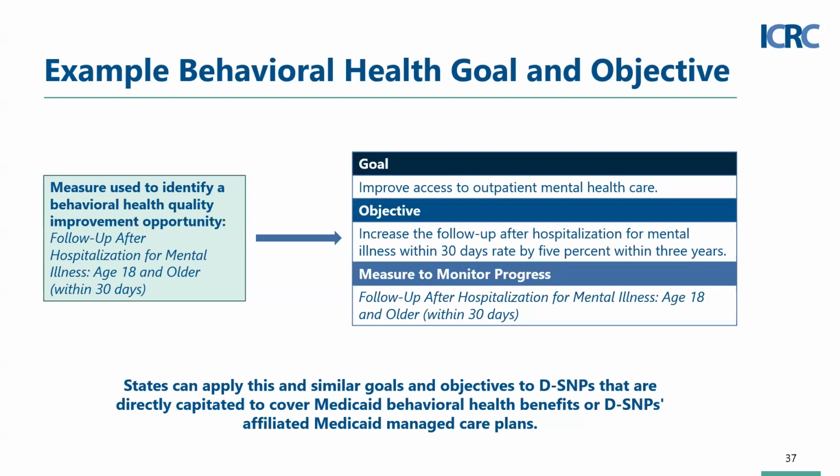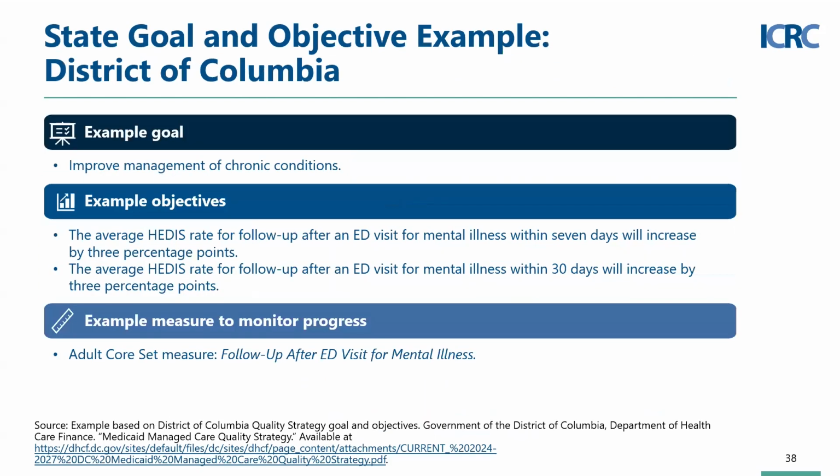Slide 38, please. In this slide, we show an example behavioral health related goal and objective from the District of Columbia's quality strategy. Under a goal to improve management of chronic conditions, the district has 2 objectives to increase the 7 and 30-day follow-up rates after emergency department visits for mental illness. Both of these objectives use the adult core set measure follow-up after emergency department visit for mental illness to measure progress. Slide 39, please.